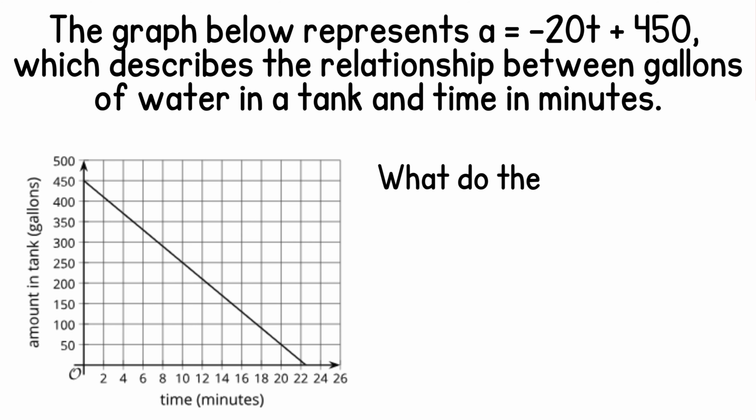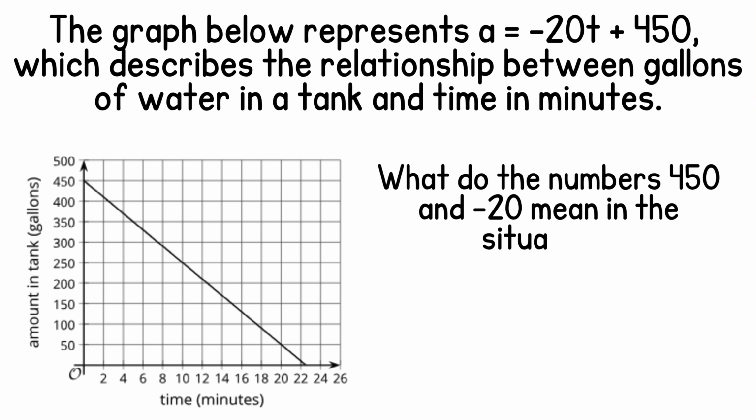What do the numbers 450 and negative 20 mean in this situation? We know that they're the y-intercept and the slope.